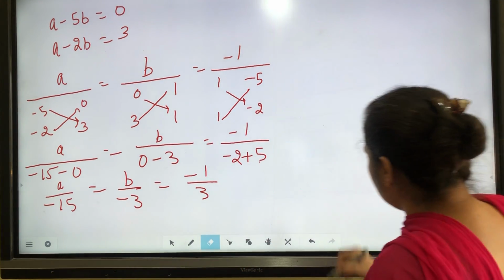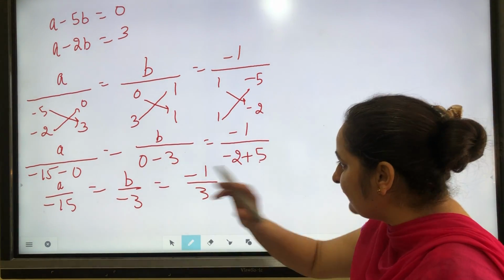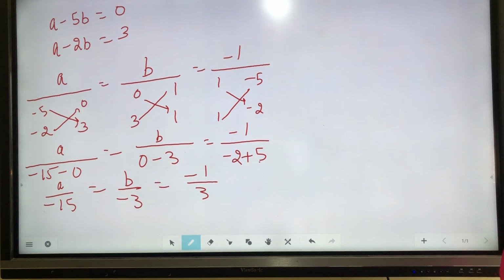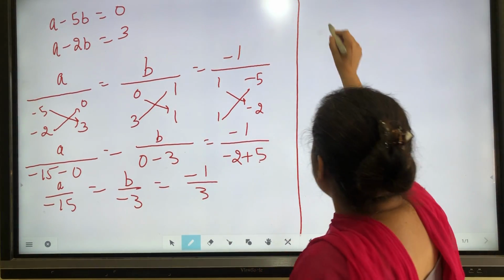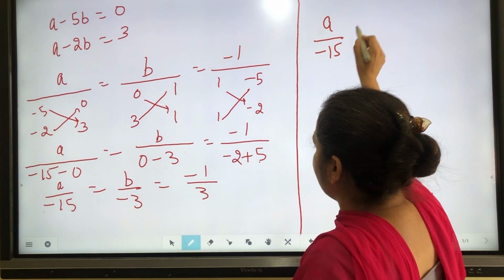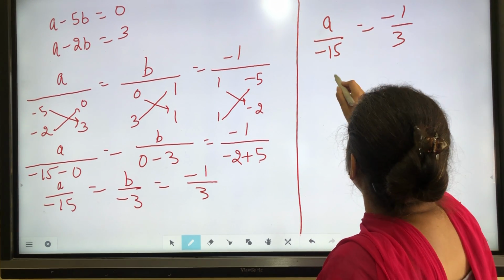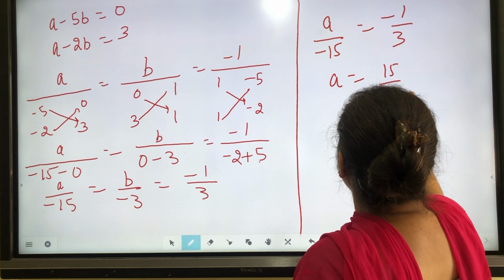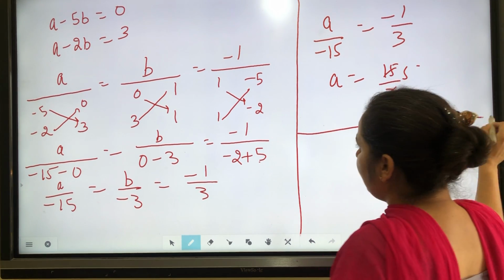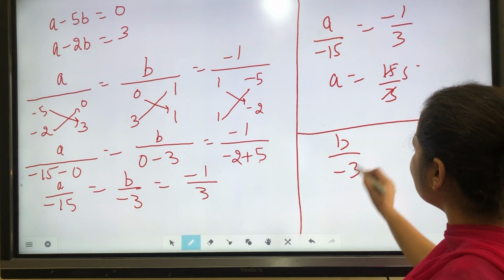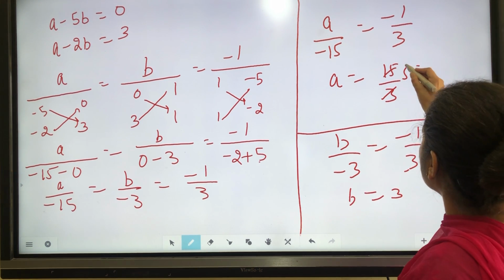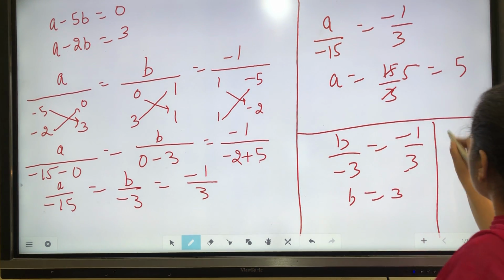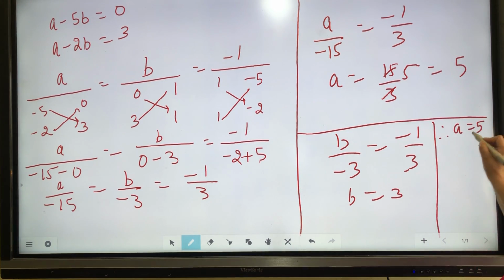Now here again there are three sides, but we want to find the two variables, a and b. So I am selecting a upon minus 15 is equal to minus 1 upon 3, that is 15 upon 3. And for b, b upon minus 3 is equal to minus 1 upon 3 and b is equal to 3. Therefore, the value of a is 5 and the value of b is 3.